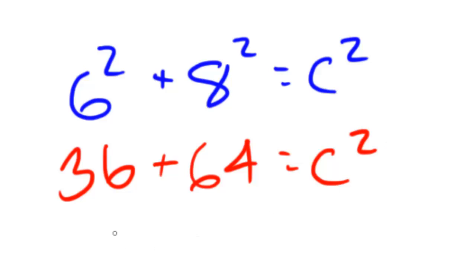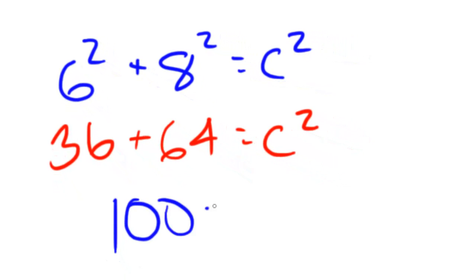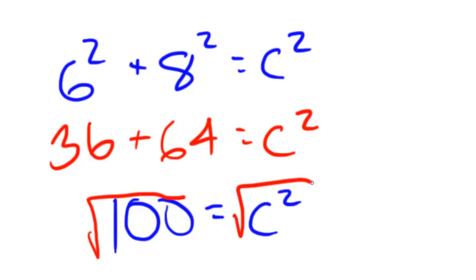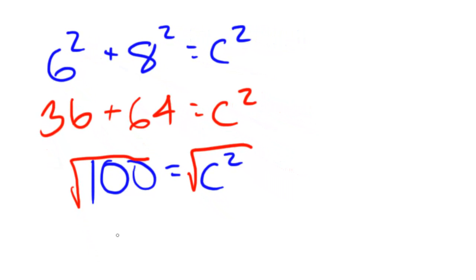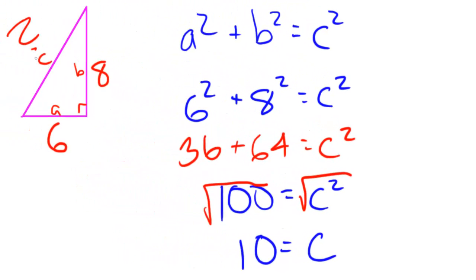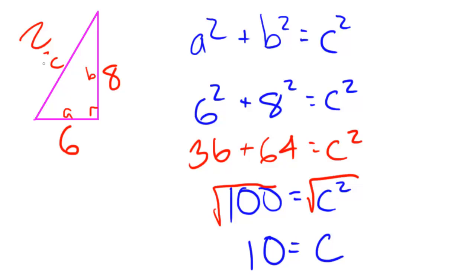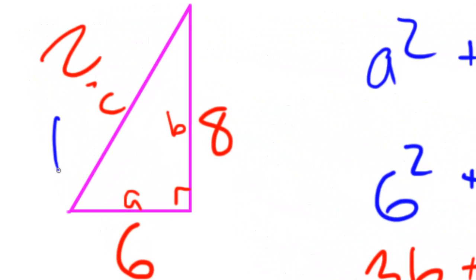So now what we need to do is combine these two terms. 36 plus 64 is going to give us an even 100. So 100 equals c squared. Now if we square root both sides, the square root of 100 is 10. And the square root of c squared is simply c. Nice. So now we know that the hypotenuse for this triangle is both c and 10.